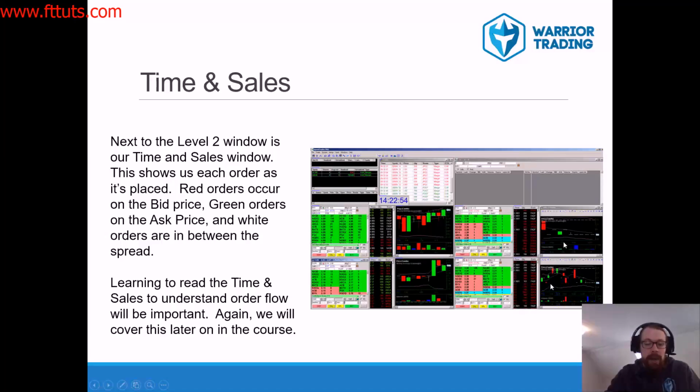All right, so right here you can see on this stock you've got a couple green buy orders. Green orders mean they went through at the ask price. Red orders mean they went through on the bid price. So a green is a buy, red is a sell, and white is a transaction that occurs in between the spread. All right, so that's one of the things that, again, we'll get into more detail when we get into reading level 2. So that'll be a little bit further along in the class.